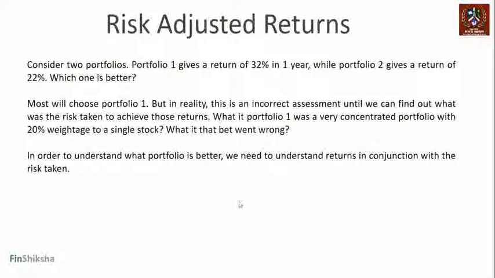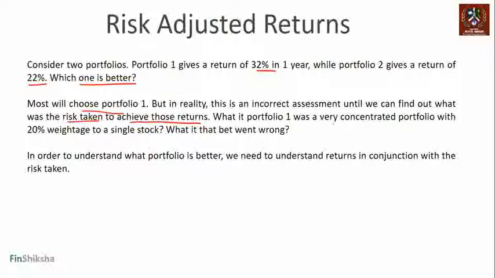So what we are trying to do is arrive at some number. Let's start with a simple question: consider two portfolios. Portfolio 1 gives a return of 32% in a year, while portfolio 2 gives a return of 22%. Which one is better? The first answer that would come to your mind is probably portfolio 1, and that's what most people will choose in general. But in reality, this is an incorrect assessment unless we have looked at the risk that was taken in order to achieve those returns.